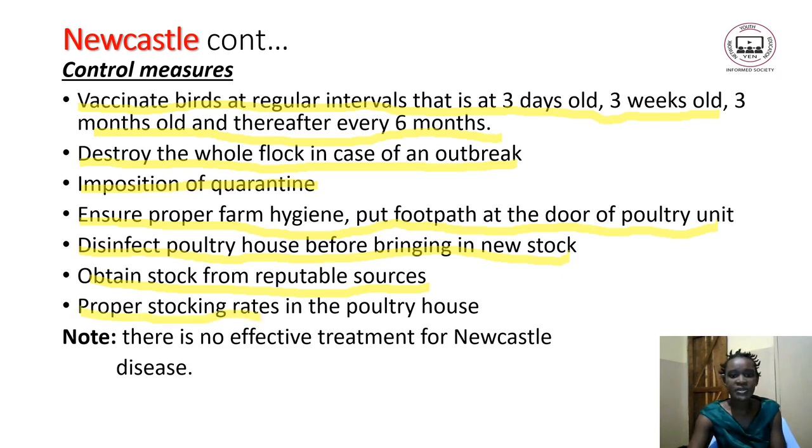Apart from that, proper stocking rates in the poultry house can also help to prevent the spreading of the disease. If there is overcrowding in the poultry house, it will be easier for the disease to transfer from one bird to another, just because the birds may be pecking from the droppings of the affected birds. So to prevent that, make sure that there is a proper stocking rate in the poultry house.